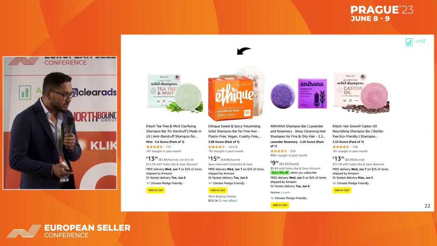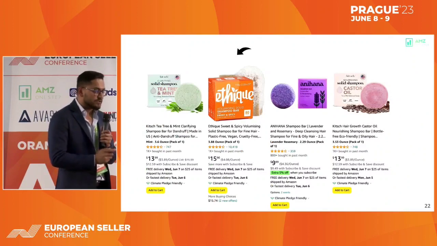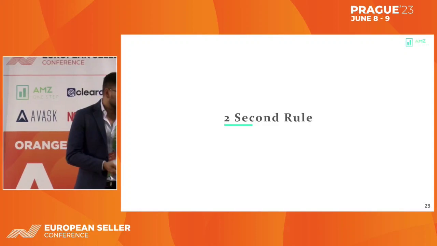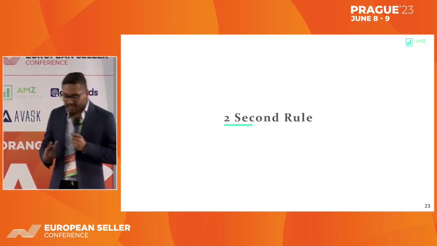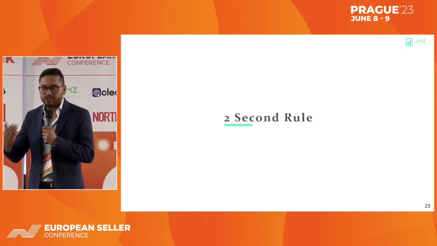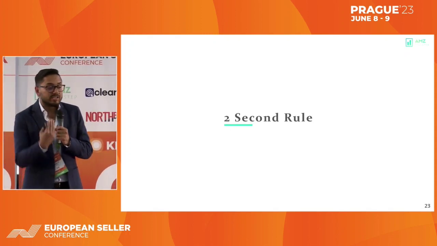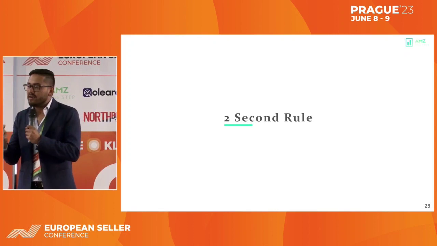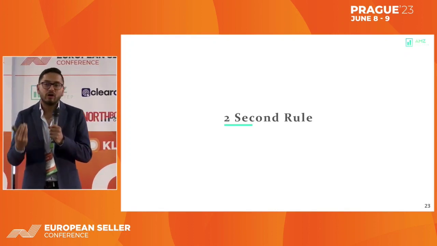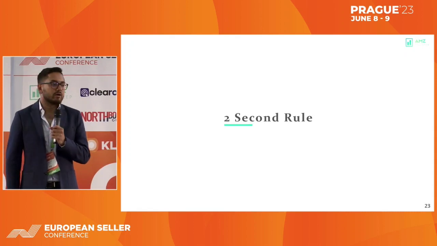Okay, the next one I have is the 2 second rule. Okay, so this is also a great example of having a unique product packaging. So the 2 second rule: your main image should pass this rule, because every time someone looks at your main image, it should clearly tell the other person what exactly your product is. If it's not doing that, they're not going to click on it.